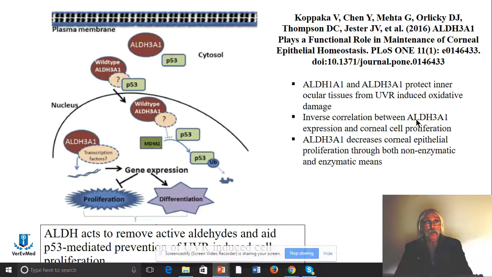There's an inverse correlation between the 3A1, the player we've been talking about, right, that dehydrogenase, and corneal cell proliferation. So high amounts of that enzyme, because of this reaction, because it removes those aldehydes, you get a decrease in cell proliferation. See here, boom, decreased. And the dehydrogenase decreases corneal epithelial proliferation through both non-enzymatic and, of course, the enzymatic dehydrogenase pathways, okay, making the acid.